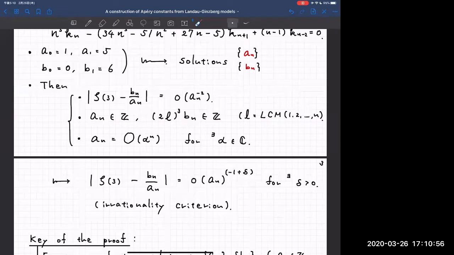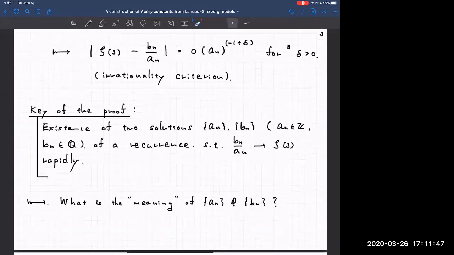And also, we can determine the size of A_n: the order of A_n is alpha to the n for a certain characteristic constant alpha in the complex numbers. With this fact, we can compare the difference of the special value zeta 3 and the rational numbers B_n over A_n, and its order is A_n to the minus 1 plus delta for a certain small delta, which gives a very famous irrationality criterion. So this is the idea of the proof for the irrationality of zeta 3.